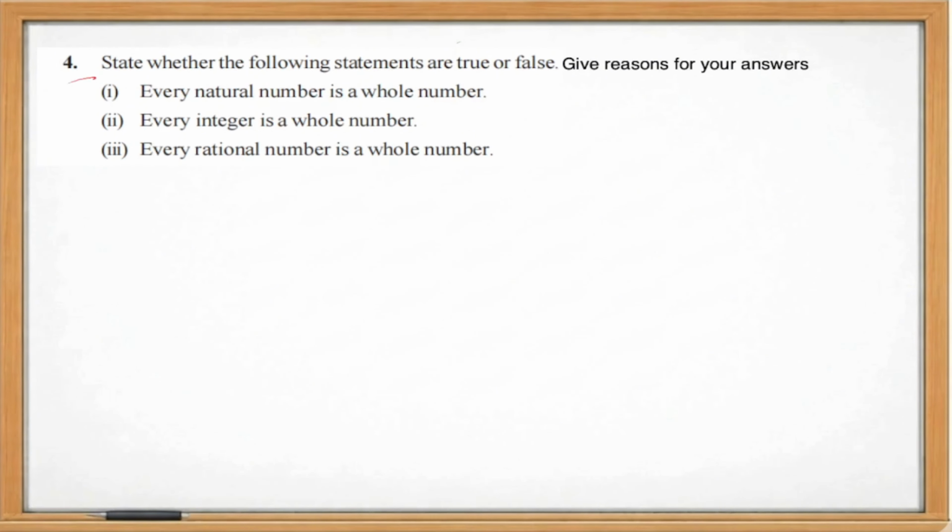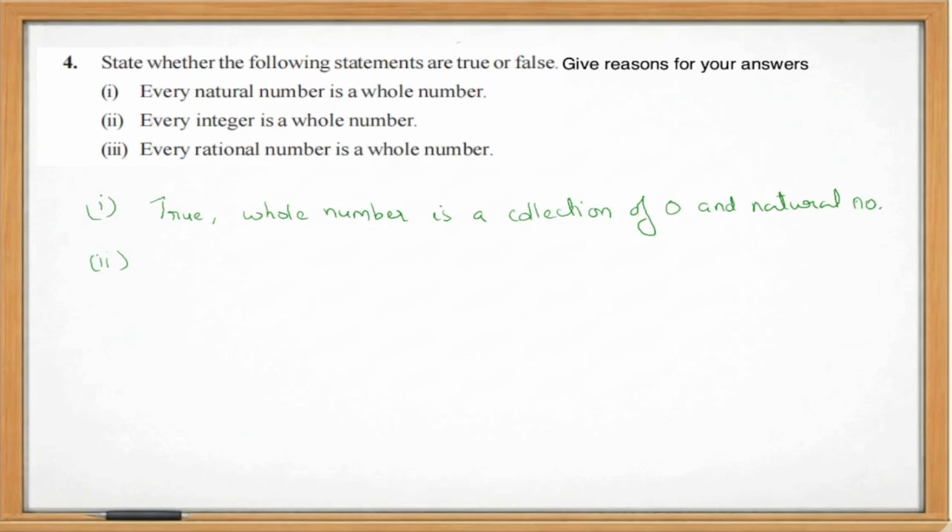Fourth question, state whether the following statements are true or false. Give reason for your answer. The first statement, every natural number is a whole number, which is true, because whole number is a collection of 0 and natural number. Now, second statement, every integer is a whole number.